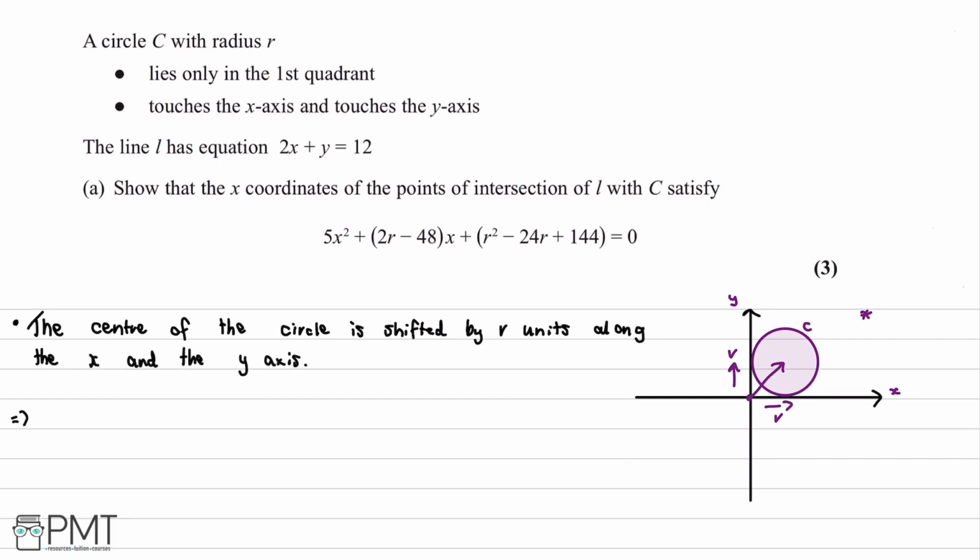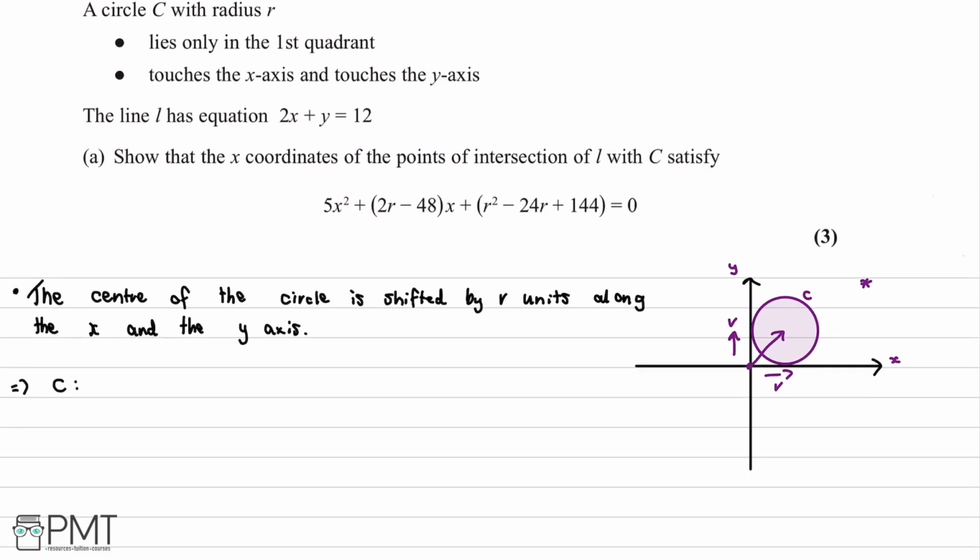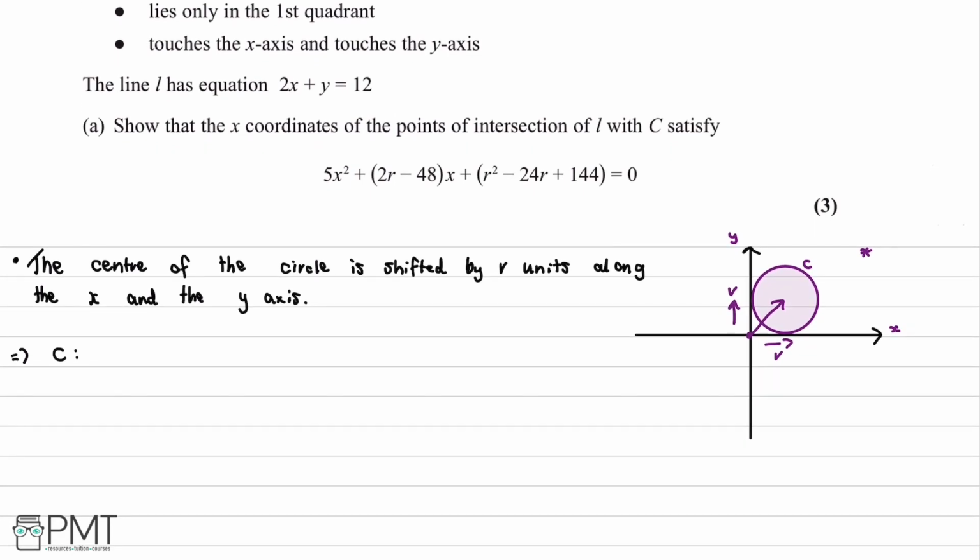So therefore, we can say that the equation of C will be as follows. From the general form of the equation of a circle, we'll have (x − r), we'll square that, then we'll add on (y − r), and we'll square that too. And we know that that is going to be equal to the radius squared.